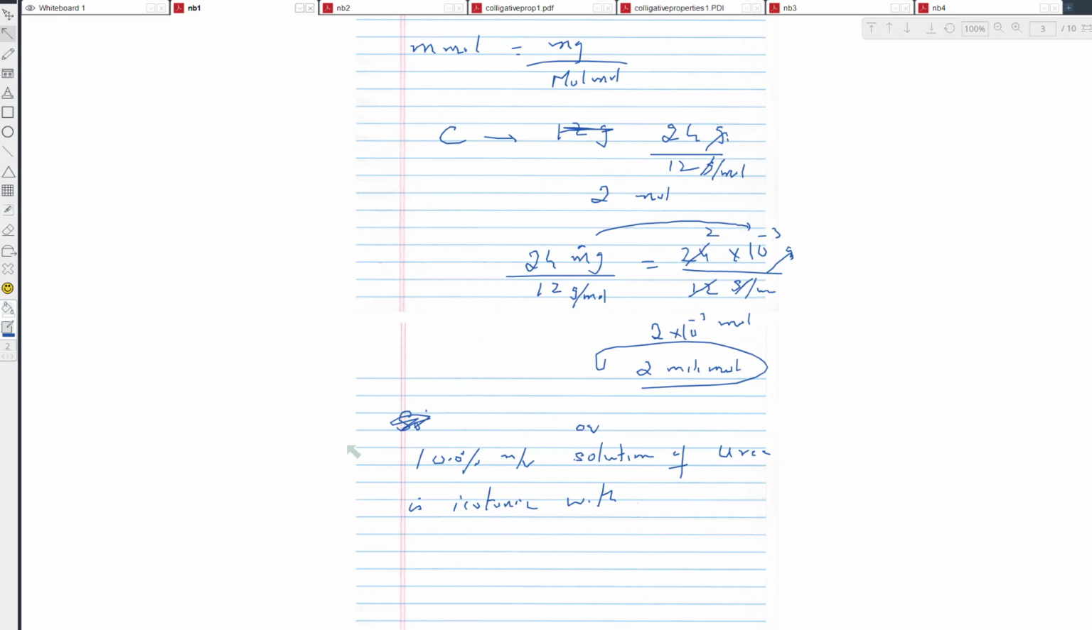Is isotonic with 30%, and again this is mass by volume aqueous solution of another compound X. What is the molar mass of X? Find the molar mass of X. How are you going to do this? All right. It is 30.0, keeping 3 significant figures.